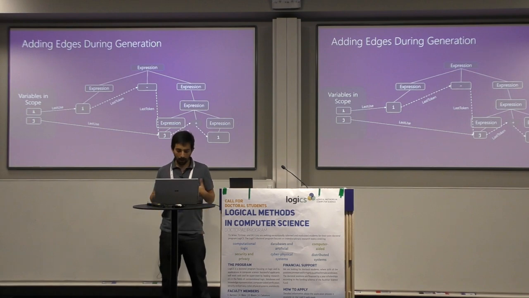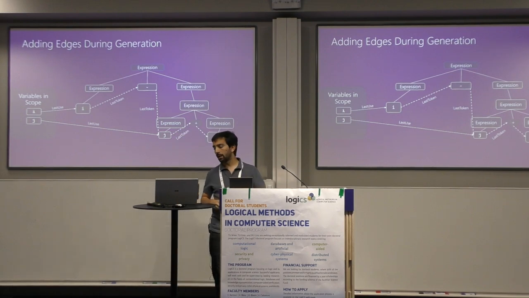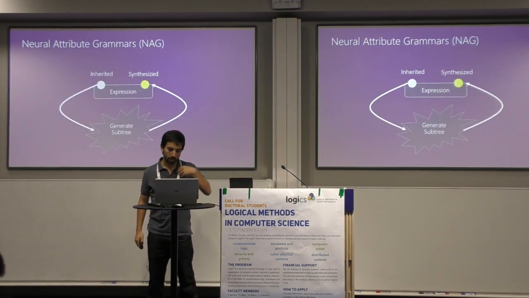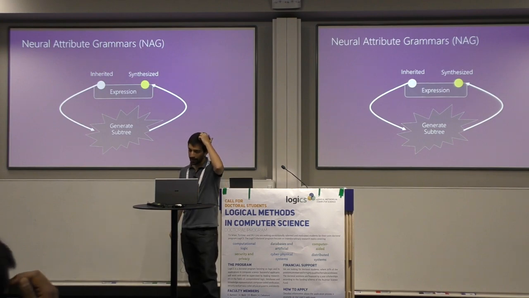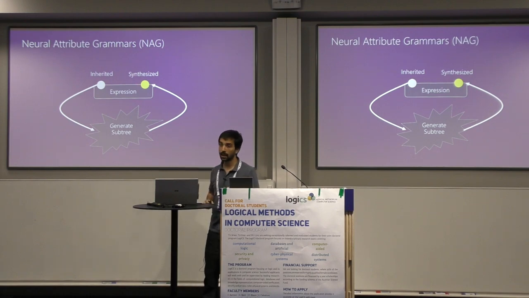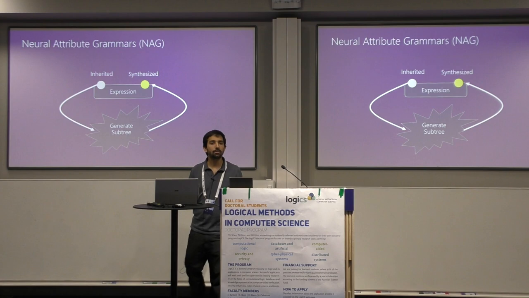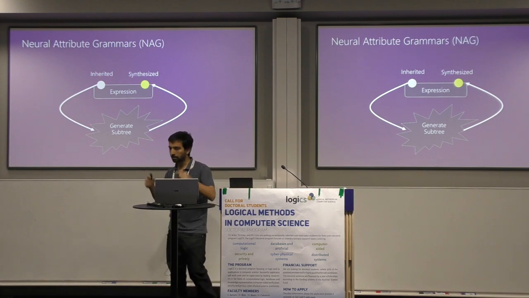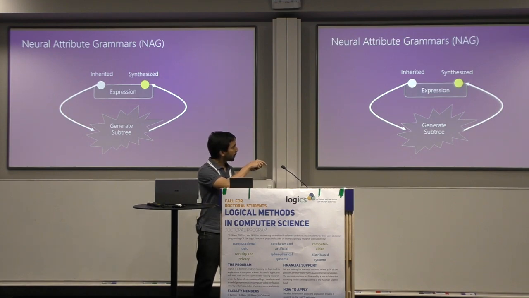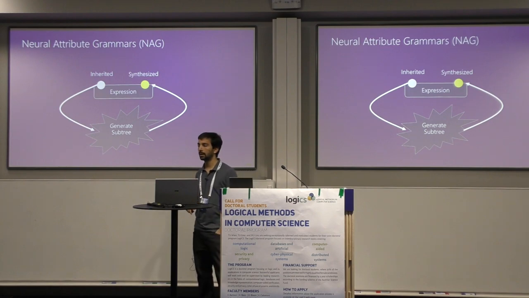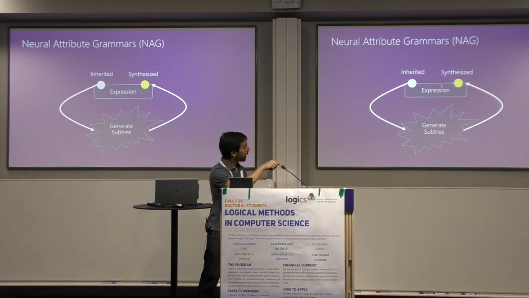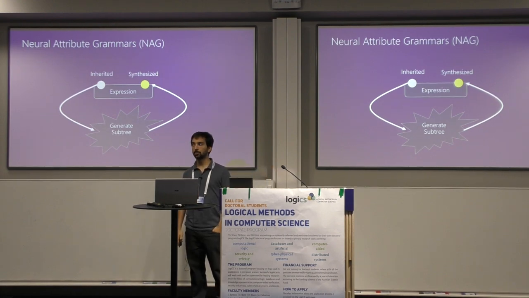So how do we represent this in a machine learnable way? Our inspiration comes from attribute grammars, and we do something that we call neural attribute grammars. The idea is that each node has two attributes, the inherited attributes and the synthesized attributes. This will be just a vector representation, so embeddings, if you wish. Now the idea is as follows. When we reach the point of generating the expression, we will have the representation for the inherited attribute here. When we finish generating the subtree below the expression, we will update the synthesized representation.